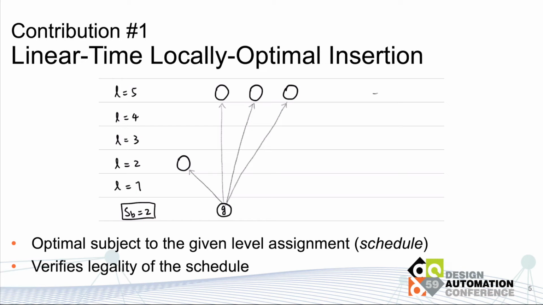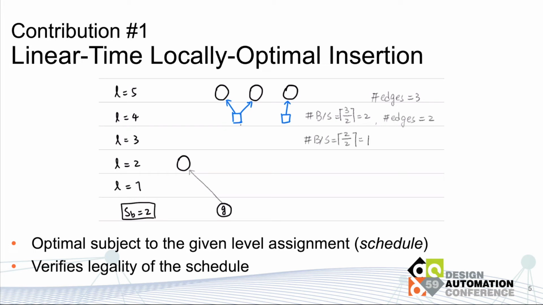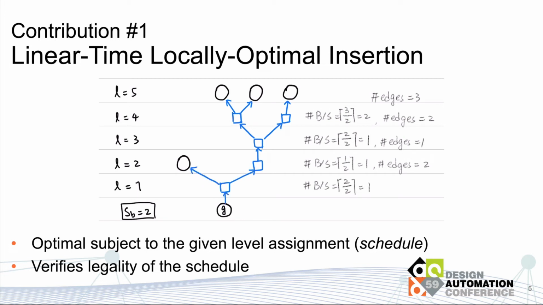We insert buffers from the highest level by dividing how many edges are in the higher level by the splitting capacity and taking the ceiling. Buffers in the higher level need to be inserted first because they will contribute to the demand of more edges in the lower levels, together with the lower fan-out gates. This algorithm is optimal subject to the given level assignment, also called the schedule.